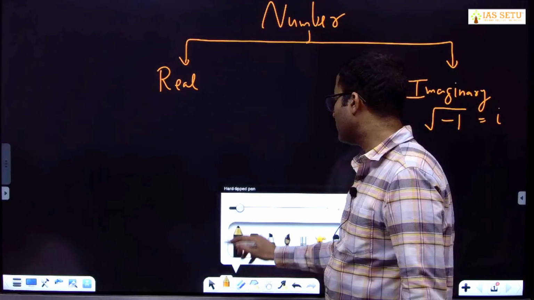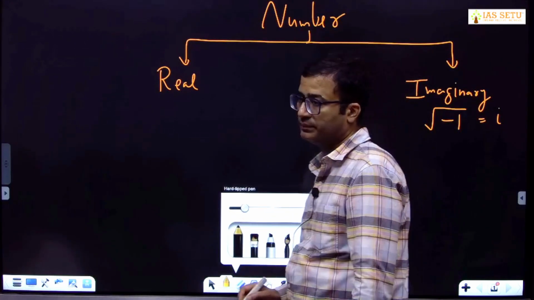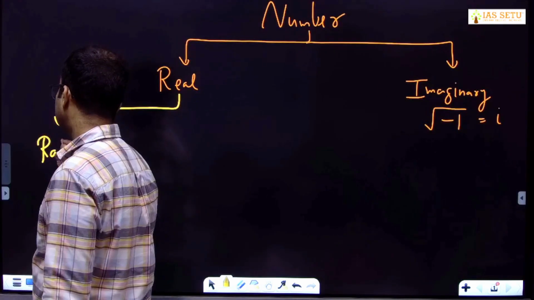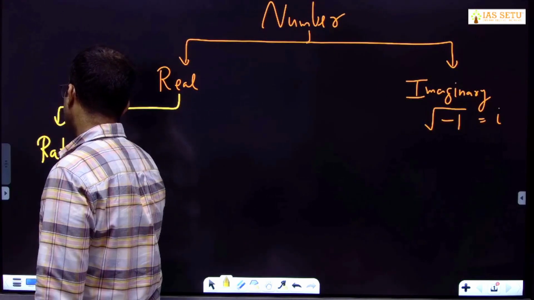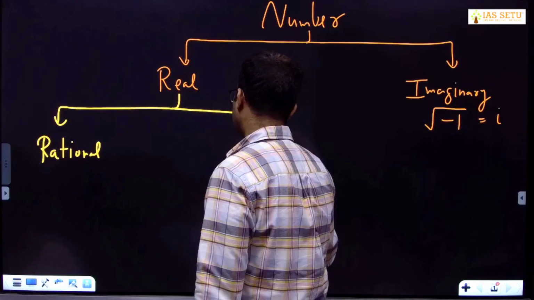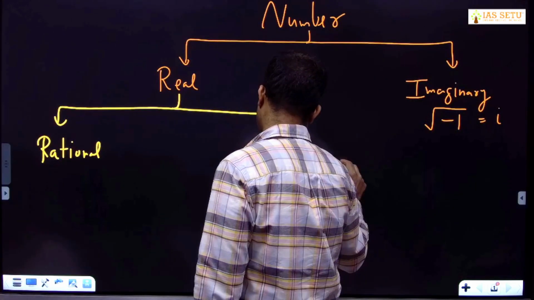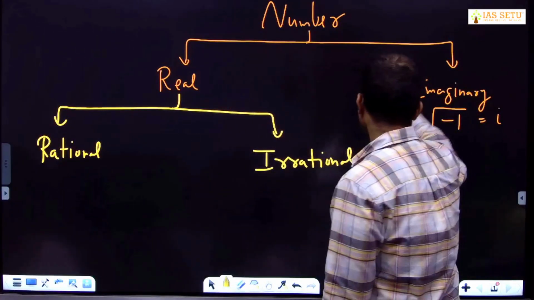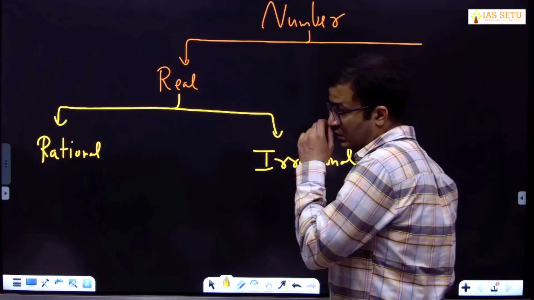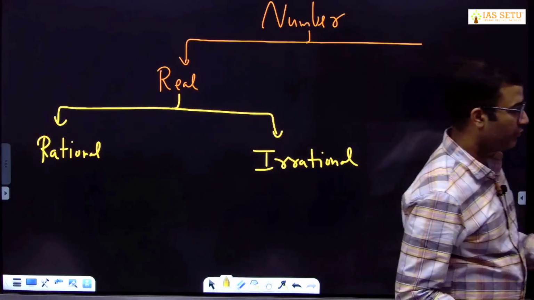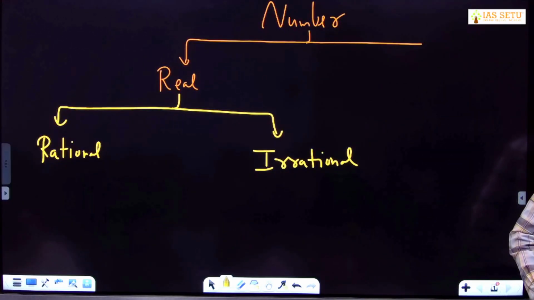Now these real numbers we divide in two parts: rational and irrational. So real numbers we divide in two parts. We have rational numbers, we have irrational numbers.